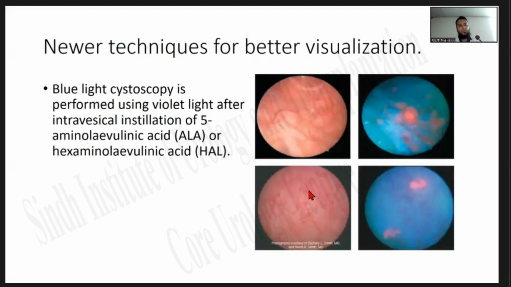Here are some of the new techniques used for a better result of cystoscopy and for more non-invasive tumor diagnosis. One is blue light cystoscopy, performed using white light after the intravesical instillation of 5-aminolevulinic acid and hexaminolevulinic acid.